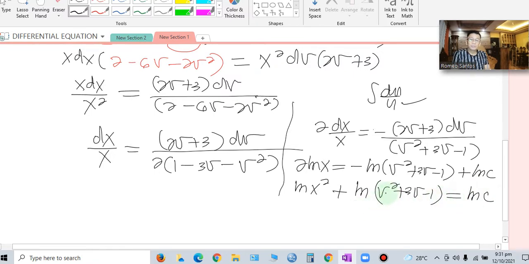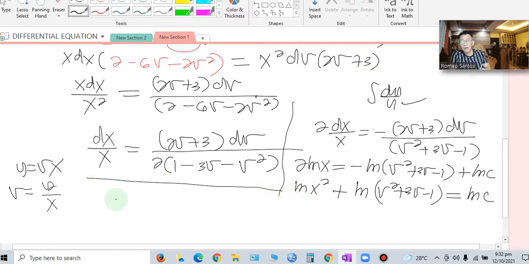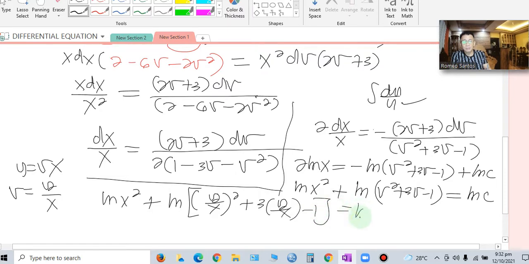Palitan na lang natin yung b now ng original na, di ba? Yung kanina, y equals to bx. Ano ba? B is equal to y over x. So, palitan na lang natin. So, this now becomes ln of x squared plus ln of y over x squared plus 3 times y over x minus 1 is equal to ln of c.